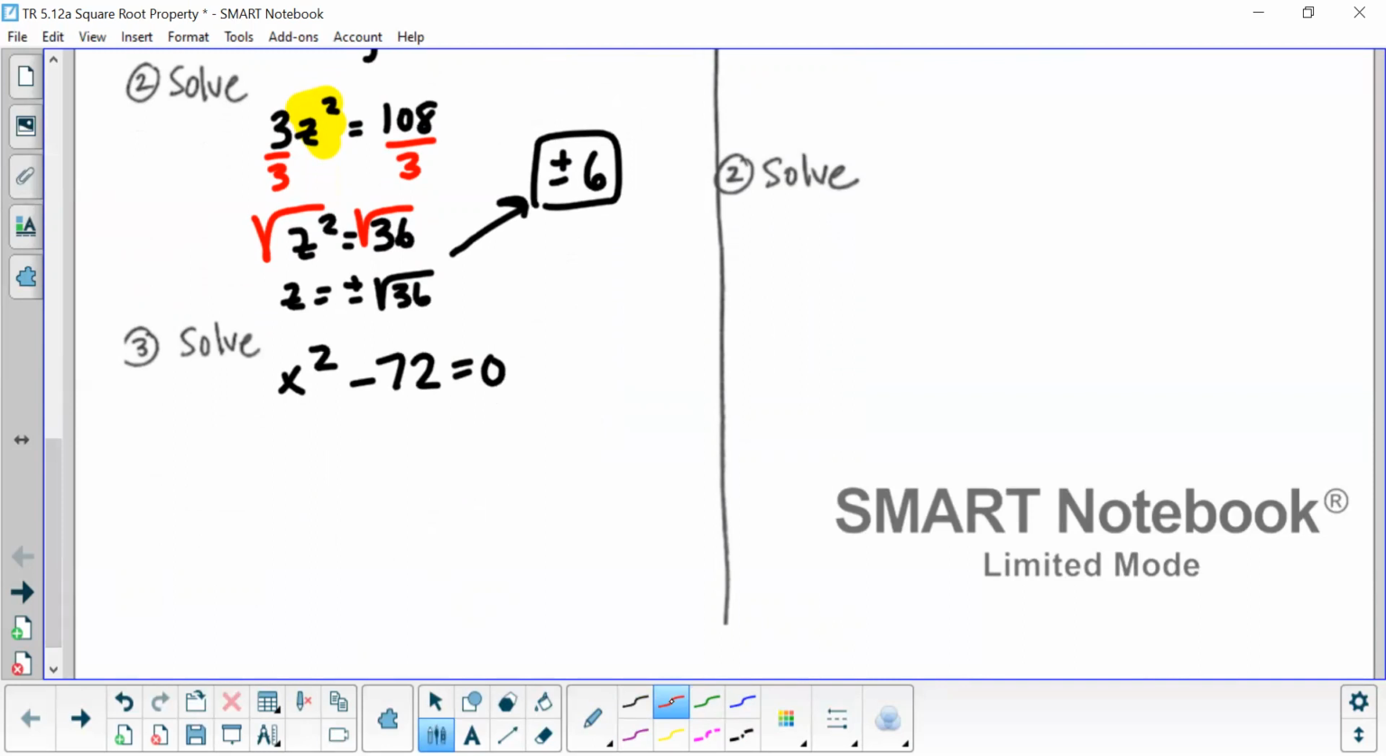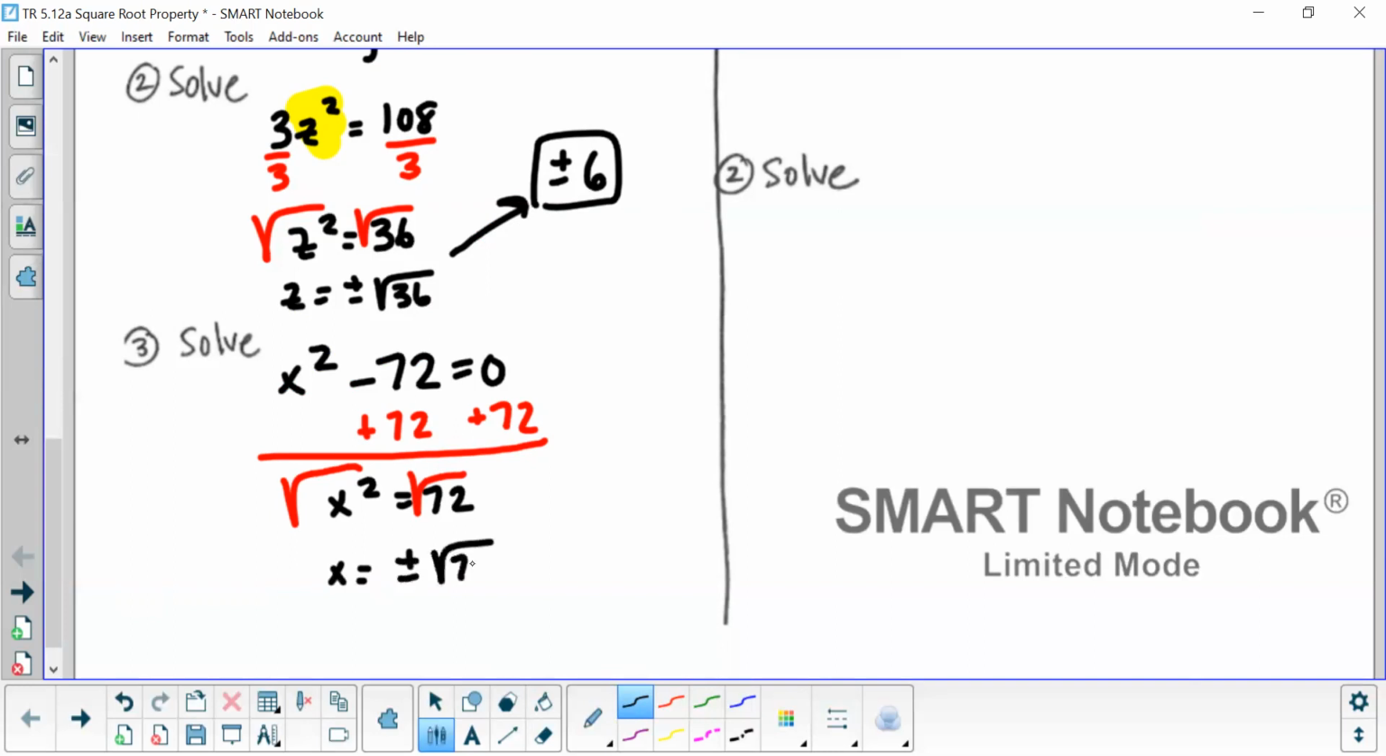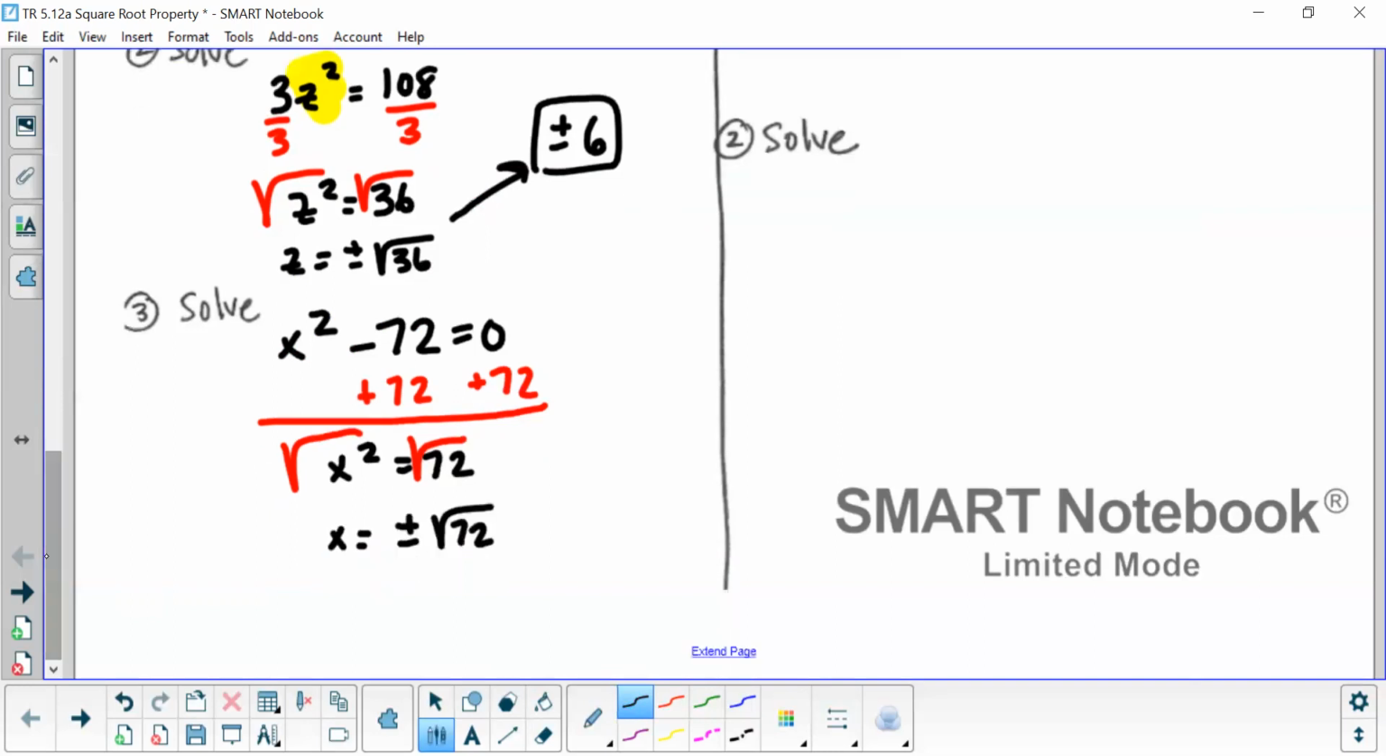Okay, you might have noticed this was just like the first example. We start by adding 72 to both sides. That gives me x squared equals 72. Apply the square root property. x equals plus or minus square root of 72. I'm going to factor 72 into 2 times 36 because 36 is a perfect square. The square root of that is 6, so I bring that outside the radical. And my final answer, plus or minus 6 radical 2.